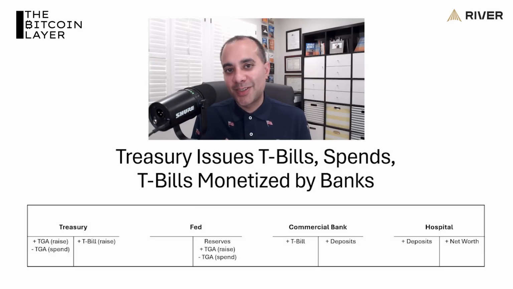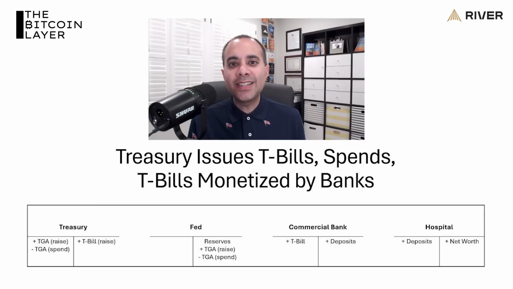It's giving the deposit to the hospital, who was just paid a reimbursement from the government. So you have to think about the private sector when thinking about how the banking system monetizes T-bills, meaning creates new money to finance the issuance of government debt. So now look at the Fed's balance sheet. What happens to the Fed's balance sheet? Nothing. Reserves don't change. TGA builds and TGA declines when the Treasury issues a security and spends the money.